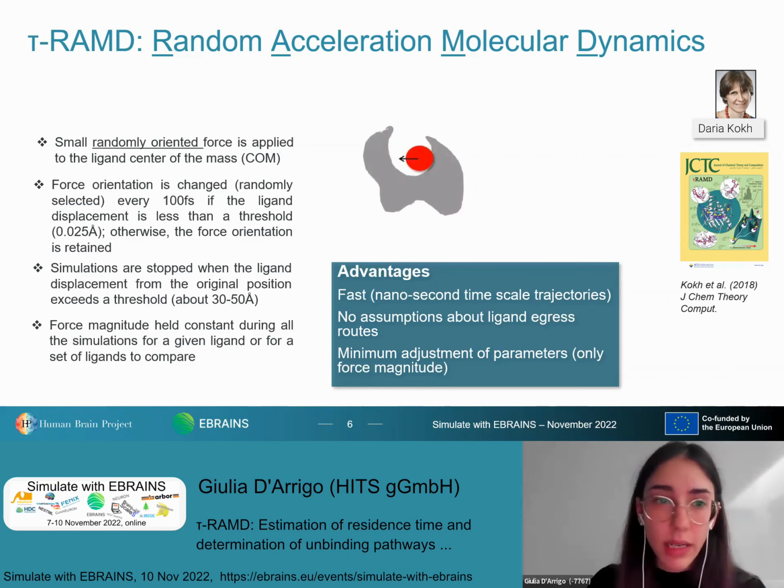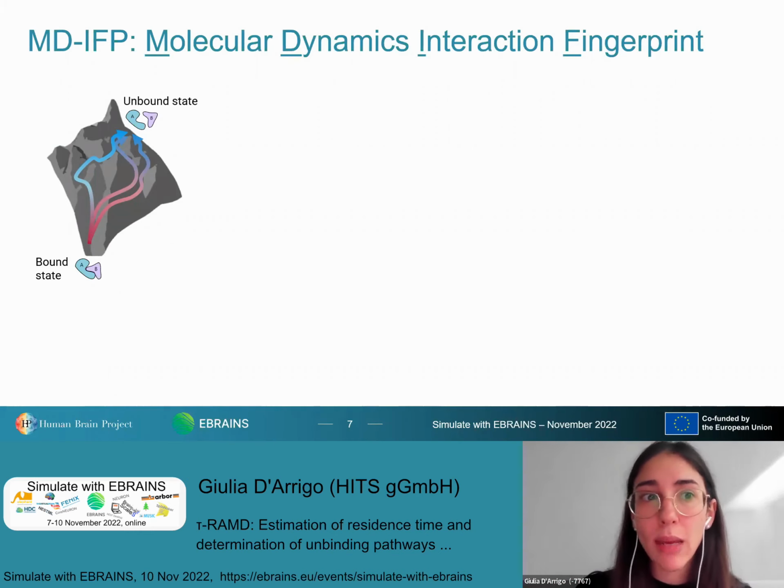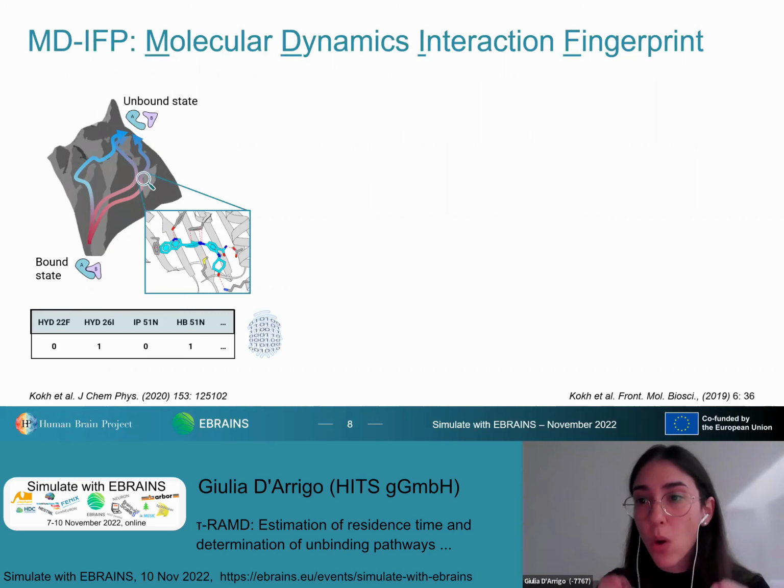So with TauRMD, we are in a situation where we are then able to simulate the path that goes from the bound to the unbound state. But of course, we want to know what is the actual path that our small molecule is taking while egressing from its protein. And how do we do that? To do so, we employ the MD-IFP, which is Molecular Dynamics Interaction Fingerprint, which was developed in our group. And what it does, it basically enables to map all the interactions that are established between the drug and the target along the RAMD simulation.